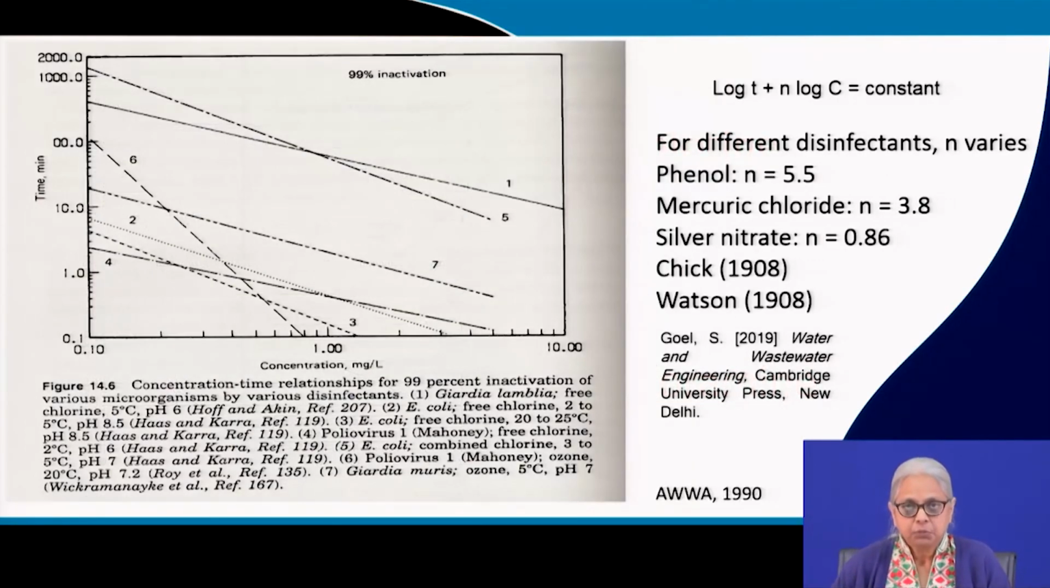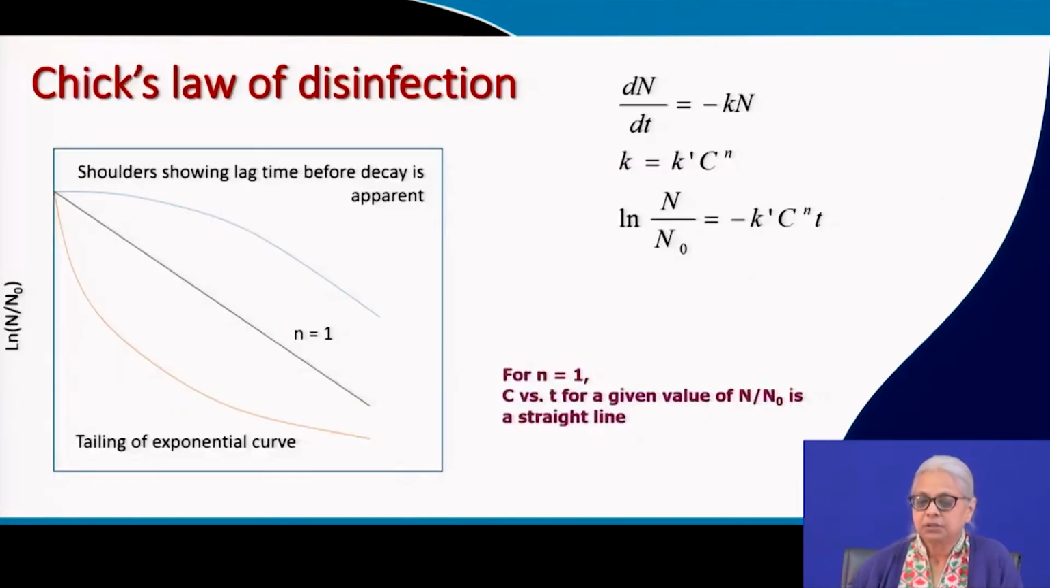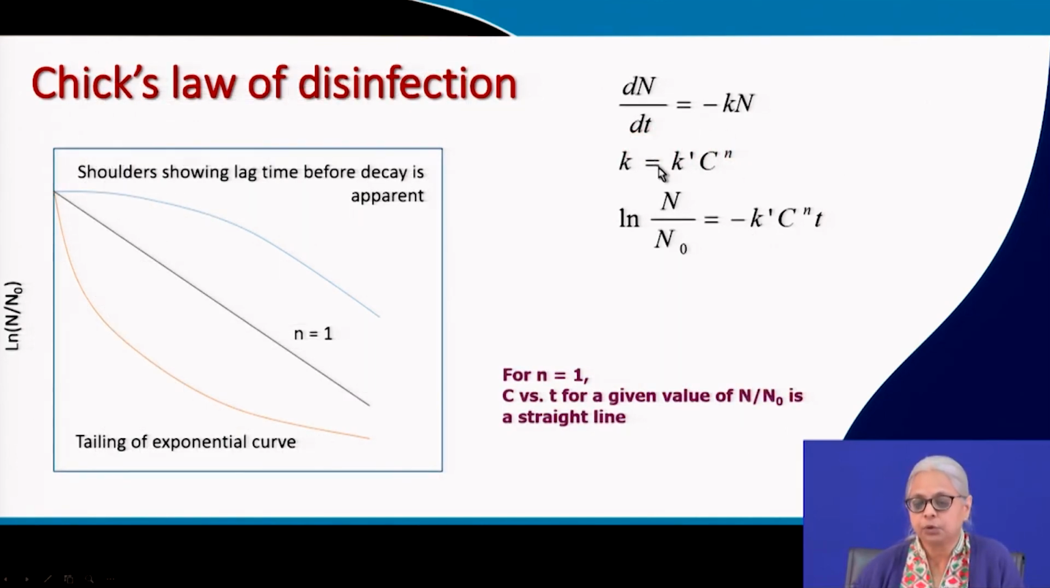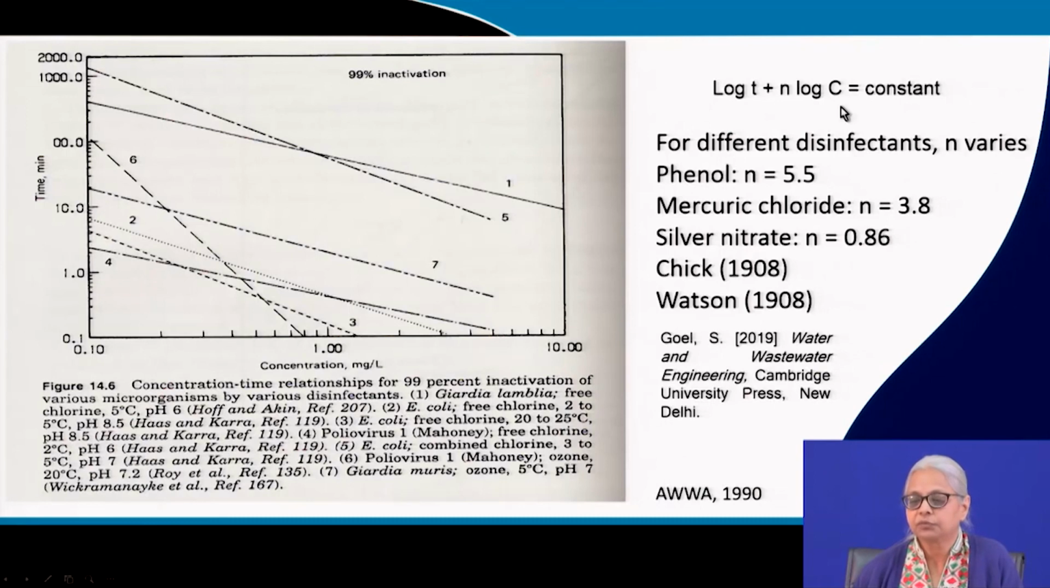As part of the Chick-Watson law of disinfection, the same equation that is written over here can also be written in another form. So if I take the log, log k will be some constant, and then you have log k dash, n times log c. So I'll modify all of this. So this is the equation that you get.